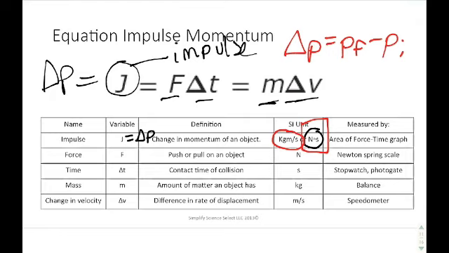Force is the same, time is the same, mass is the same, change in velocity is the same. All of those values are the same, but you do need to know how to work this equation. So if I give you force, mass, and change in velocity, you can solve for time. If I give you mass and change in velocity, you can solve for impulse. There are lots of different variations on this particular equation that you need to become familiar with.